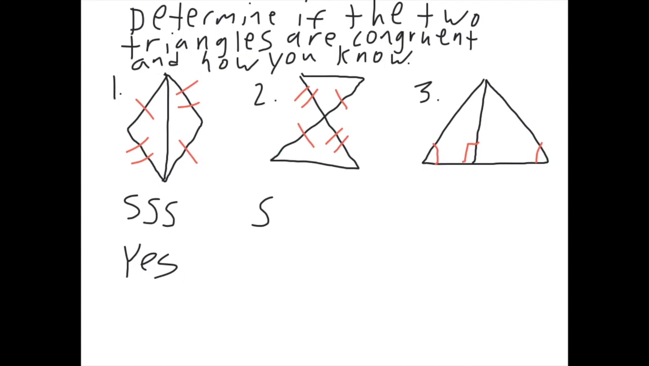This angle and this angle are formed by these two sides intersecting each other. Well, that means these two are vertical angles. Therefore, they're congruent. So we've got an angle, and then this side is congruent to this side, so we have a side as well. So side, angle, side. So, yes.